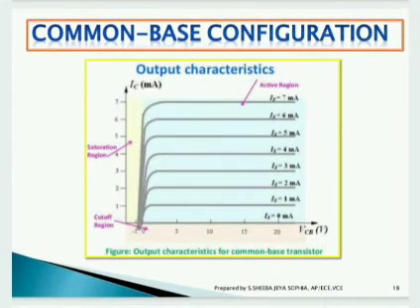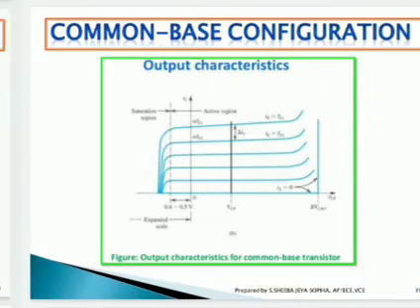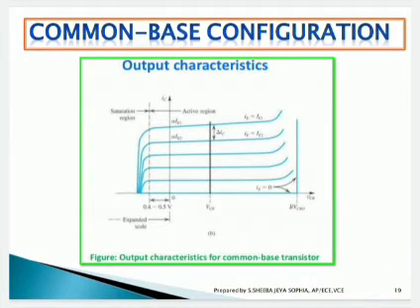You can see the common base configuration output characteristics. As I have mentioned earlier, the output is taken across the collector junction, and so the graph is drawn IC versus VCB, IC in milliamps as collector current and VCB as the collector to base voltage in volts. You can see 3 regions in the output. The first one is the saturation region, then the active region and the cutoff region.